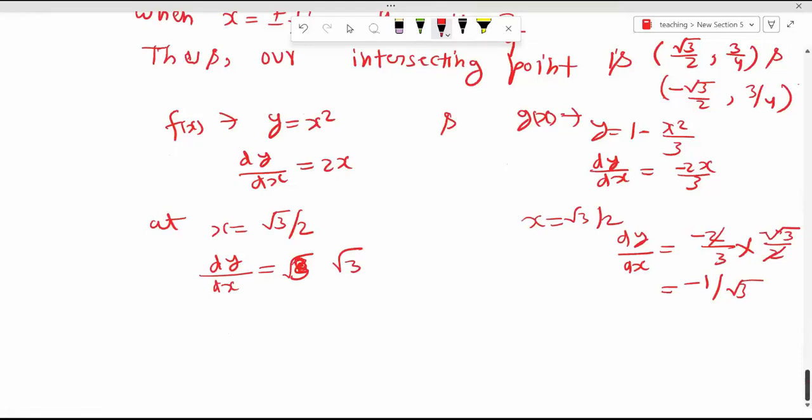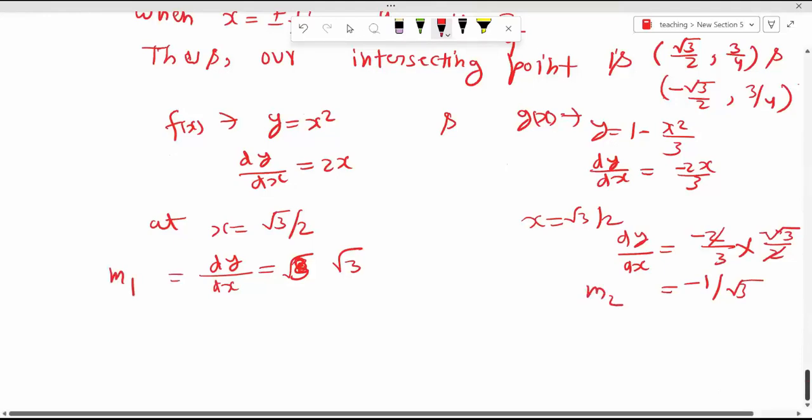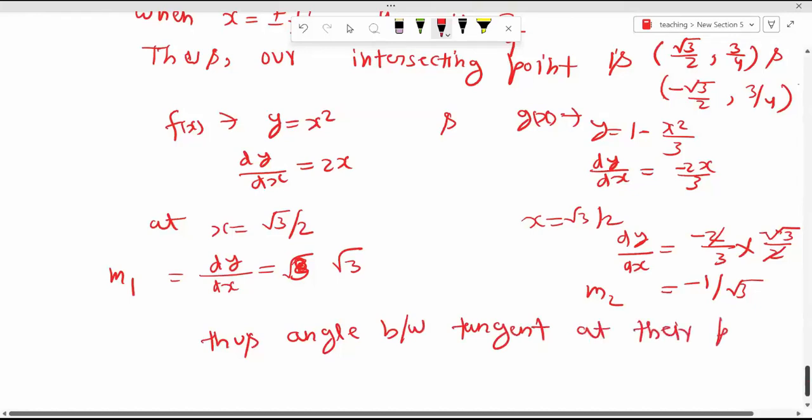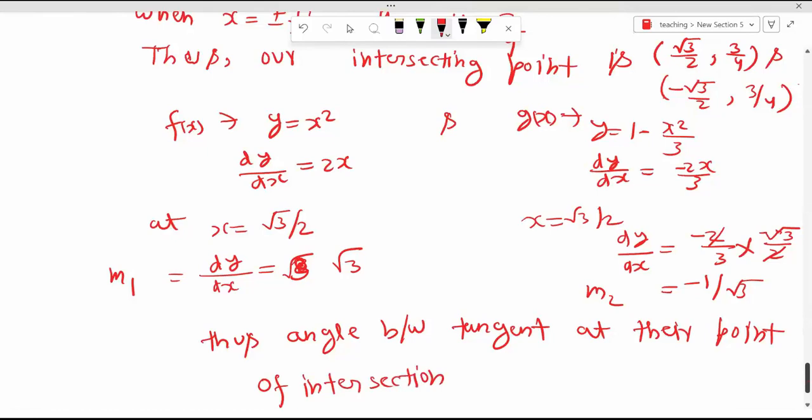This is the slope of the function f(x). This is the slope of the function g(x). Let us name this m1 and this m2. This means m1 is equal to root 3, m2 is equal to minus 1 by root 3. Thus the angle between the tangents at their point of intersection: what is the value of the angle?